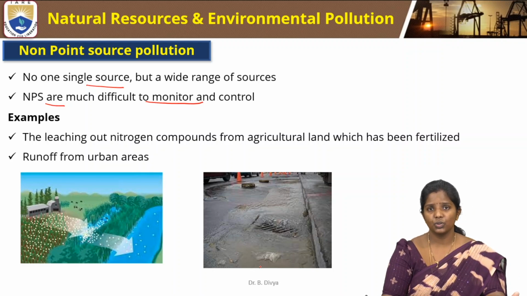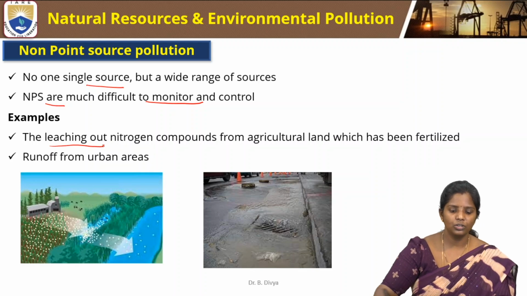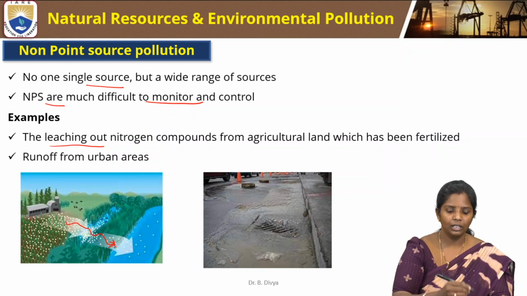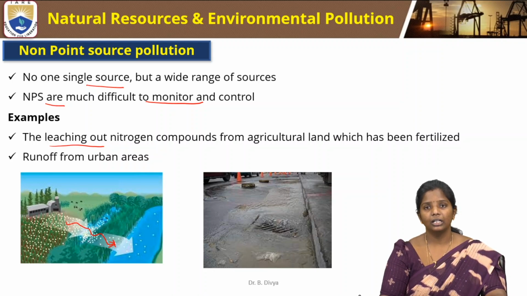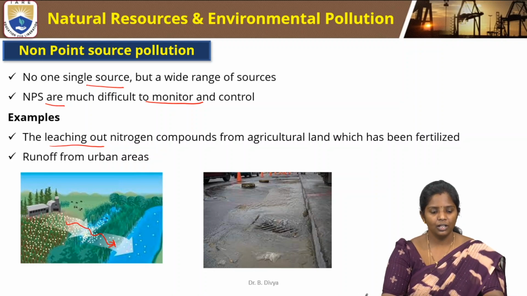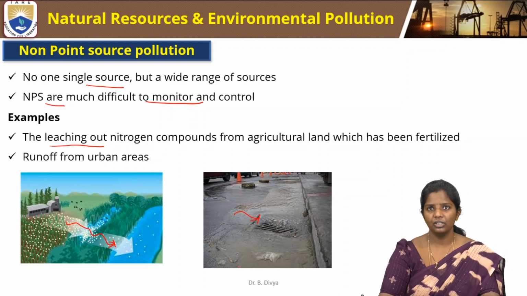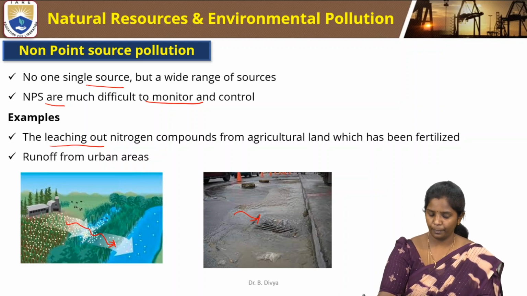When there are a lot of sources that are contributing, it is difficult to handle. For example, leaching out nitrogen compounds from the agricultural lands. This leaching out is happening in daily life, but we cannot really give a justification that it is only from this farmland and not from other land. It can be from other sources also. So this is one of the examples. This water and the runoff water both will mix into the river. So different sources are contributing to this pollution. That is how it is difficult to control.